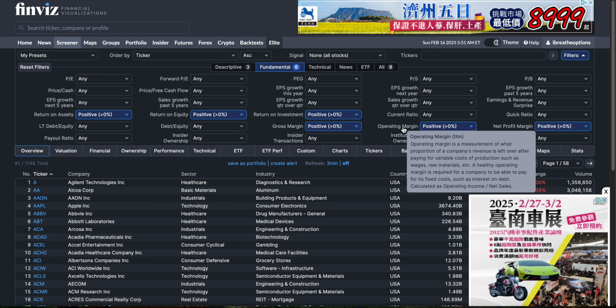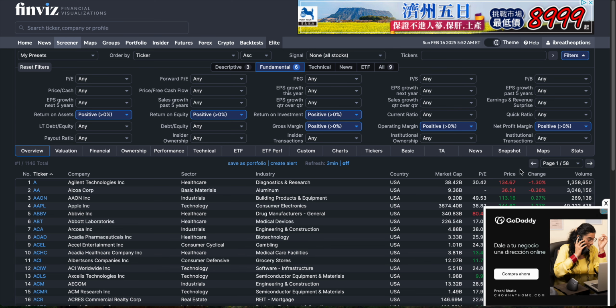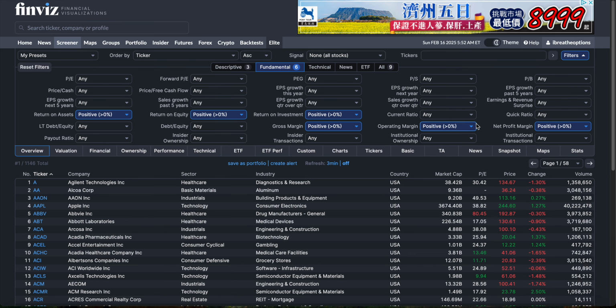Operating margin is a measure of what proportion of a company's revenue is left over after paying for variable costs of production such as wages, raw materials, etc. A healthy operating margin is required for a company to be able to pay for its fixed costs, such as interest on debt. So also a positive figure is more preferred.